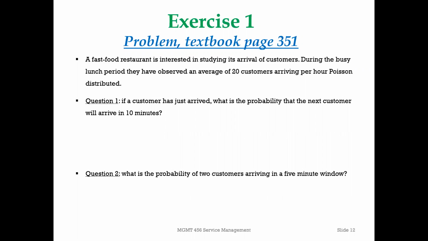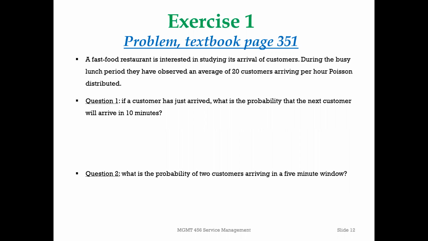So lambda and t have to be consistent. For Poisson distribution, we need three pieces of information. One is lambda, the other one is t, and the last one is n. N is the number of customers in that period. So now let's look at some exercise questions.